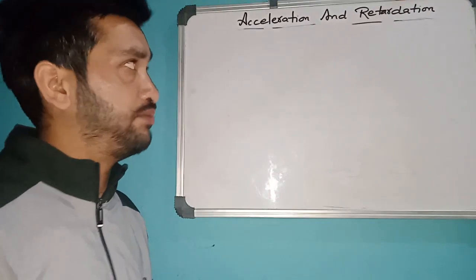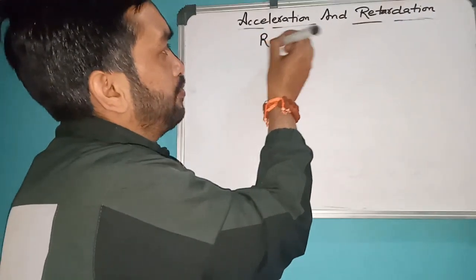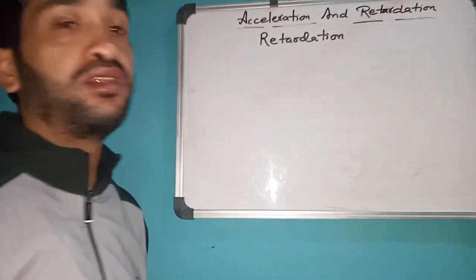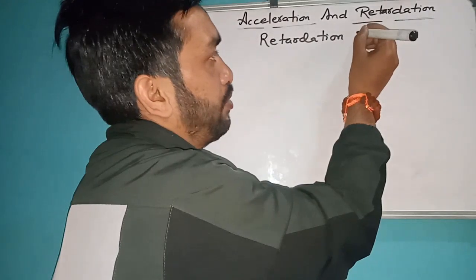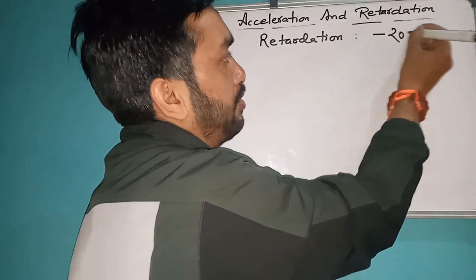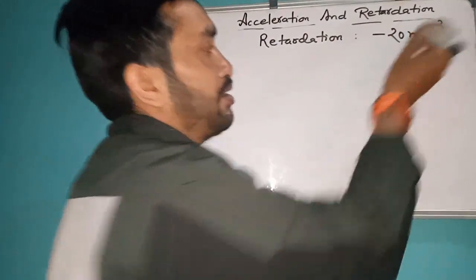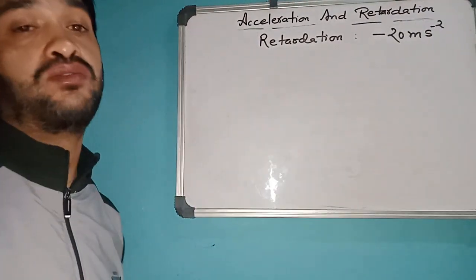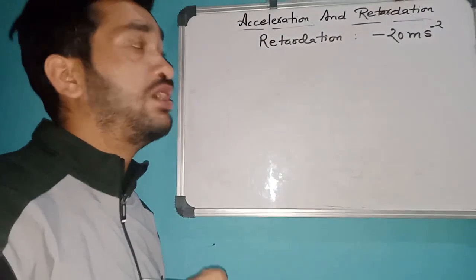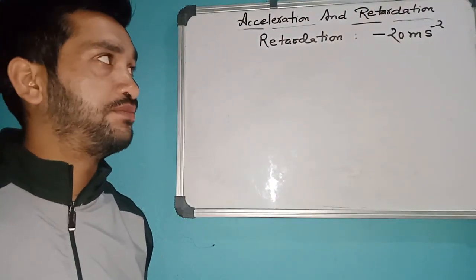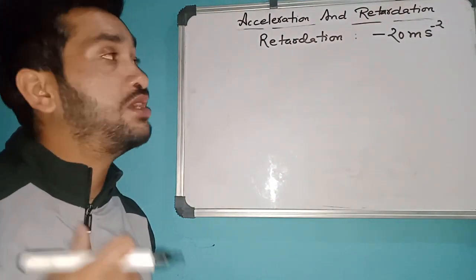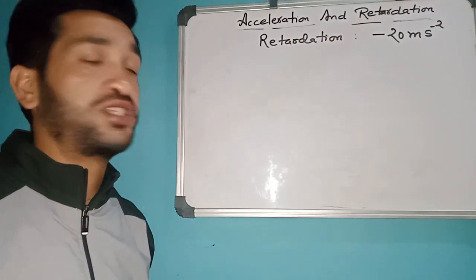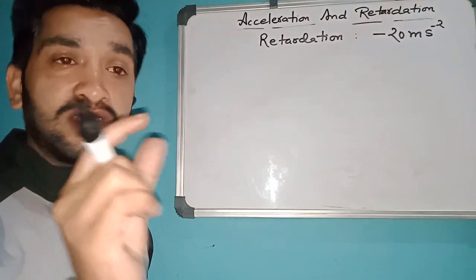Now what is retardation? Retardation is also change in velocity with time, but it is negative. It is shown as negative. For example, if I write minus 20 meter per second square, this is also a type of acceleration, but since a negative sign is shown here, you will say this is retardation. Now let us see practically what is retardation and what is practically acceleration, so that you will have a clear concept regarding both these things. So we will take a single example for both.